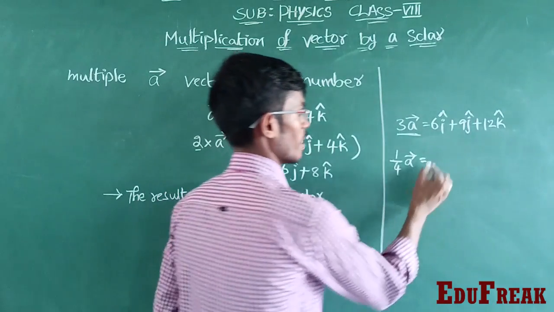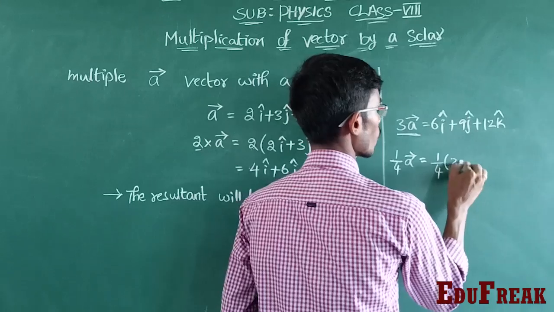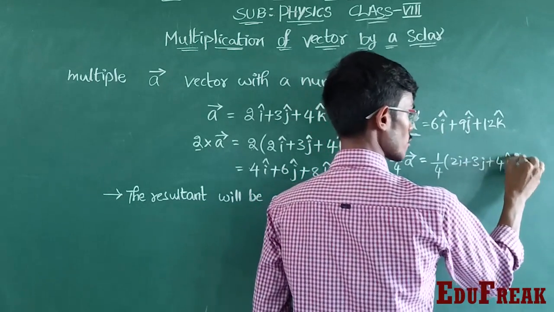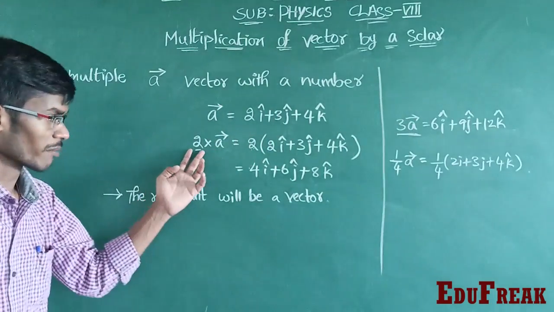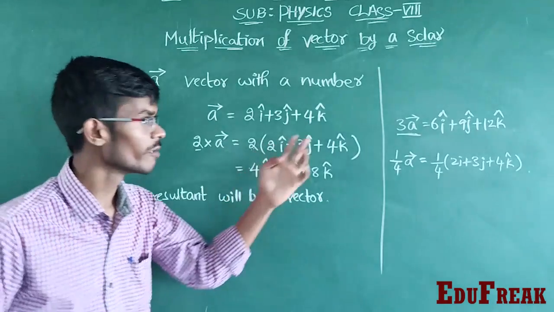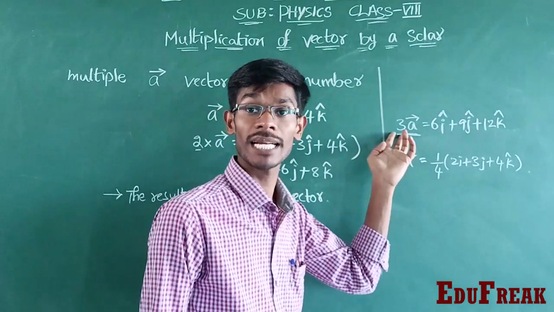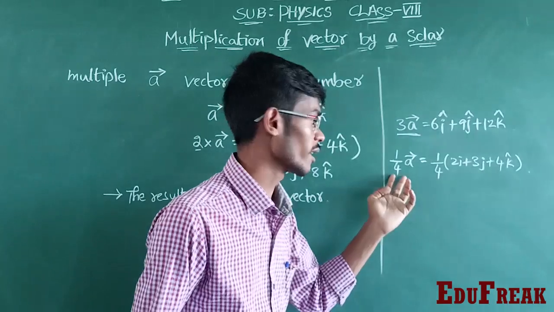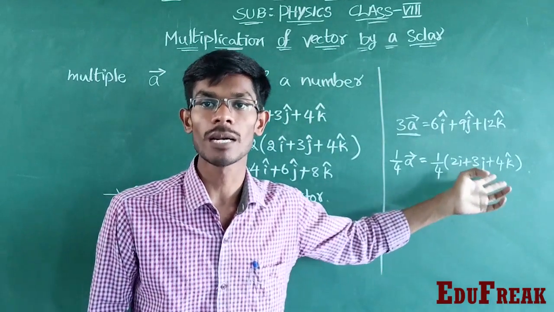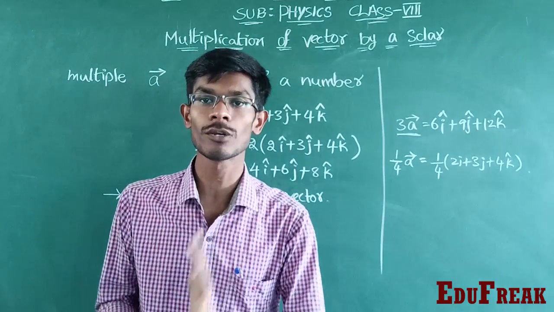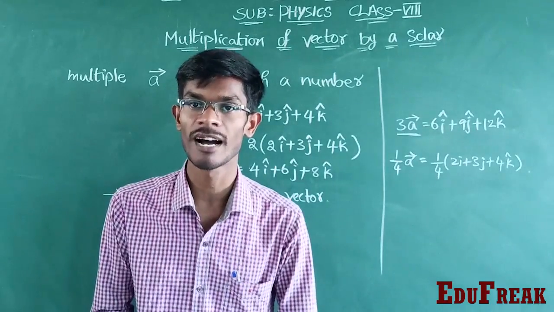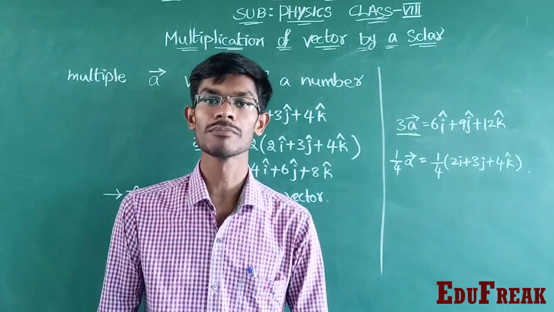In the same way, if you are multiplying with 1 by 4, 1 by 4 into (2i plus 3j plus 4k), then the magnitude becomes one fourth. To summarize: if you are multiplying with 2, the vector magnitude becomes double. If you are multiplying with 3, the vector magnitude becomes tripled. If you are multiplying with a fraction 1 by 4, it becomes one fourth. Suppose you are multiplying with 1 by 2, then what will happen? The magnitude of the vector will become half.